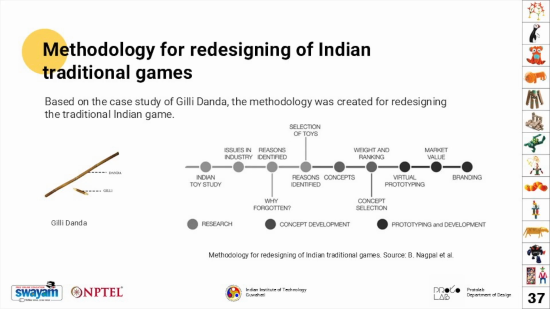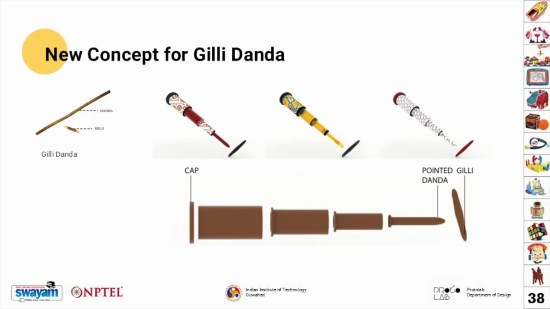The following are the advantages. 1. Telescopic tube-like structure, when expanded, becomes the danda, which can be held at the broader end to play the game. The gilli can be stored in the tube itself when it is closed completely. A rubber cap is provided to prevent it from falling off.